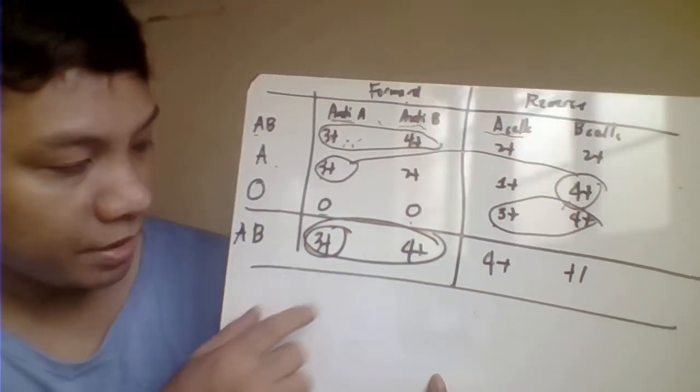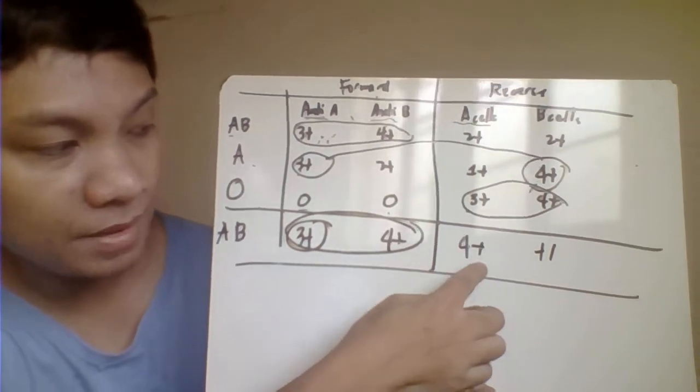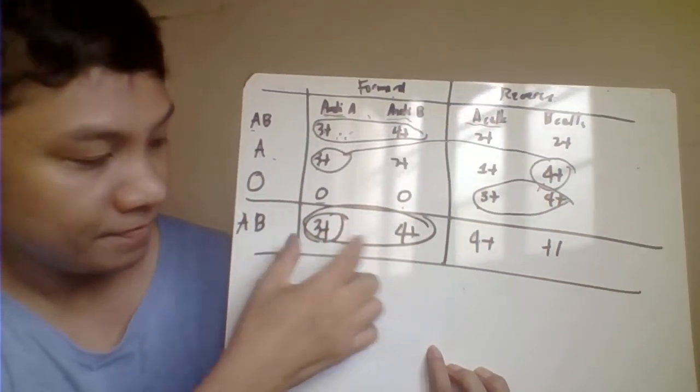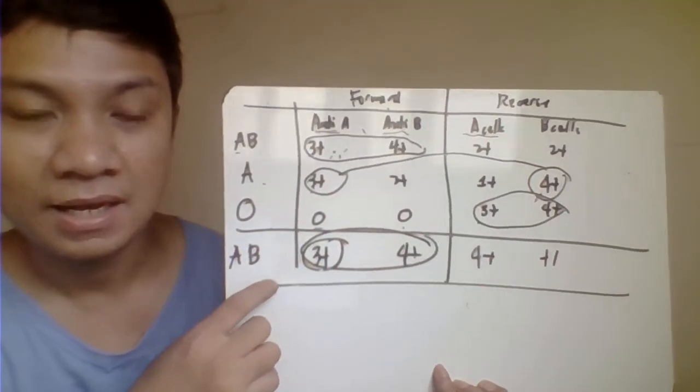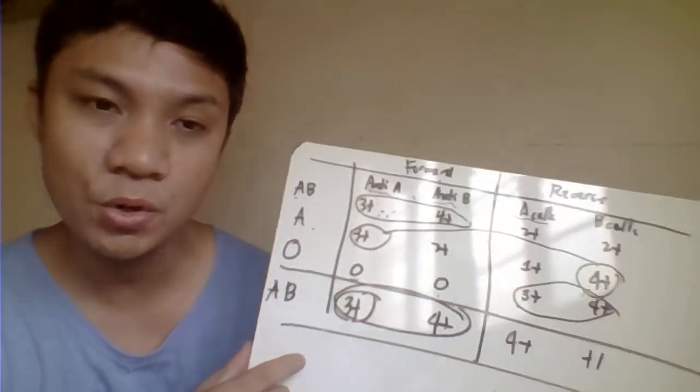Okay, another example, we have this one. So, 3 plus 4 plus, 4 plus ito 4 plus. So, ito hanapin mo dalawa. So, that's your AB, ang ating patient. Okay, so, thank you.